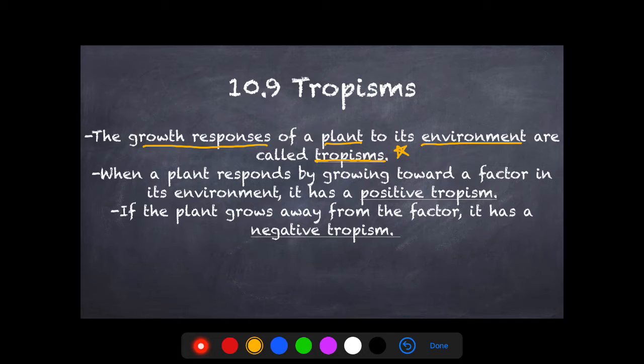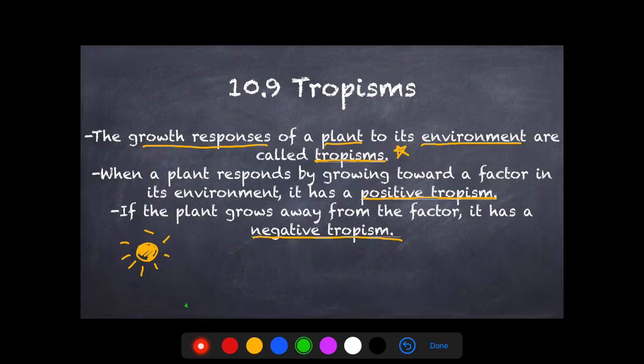So, when a plant is growing towards a factor in its environment, it's going to have a positive tropism. So, for example, if I have a plant that's growing towards a light bulb, that is showing positive tropism. But if a plant is growing away from a factor, it's showing negative tropism. So, say I have a light source right here. It can be the sun or it can be a light bulb. In this case, I'll say it's a sun.